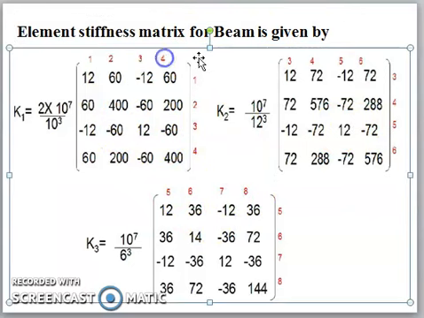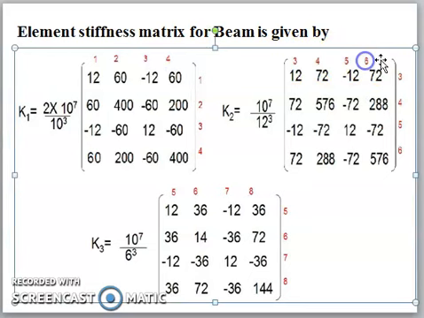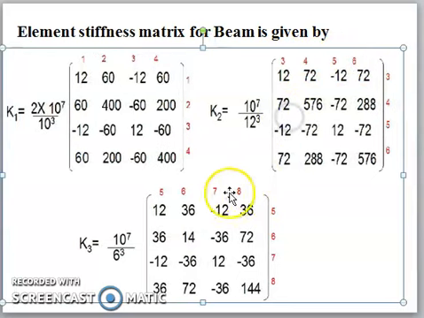1 2 3 4 5 6 and 7 and 8. So what is the size of the matrix? We'll get the number of degrees of freedom. How many degrees of freedom? That should be the size of the matrix.